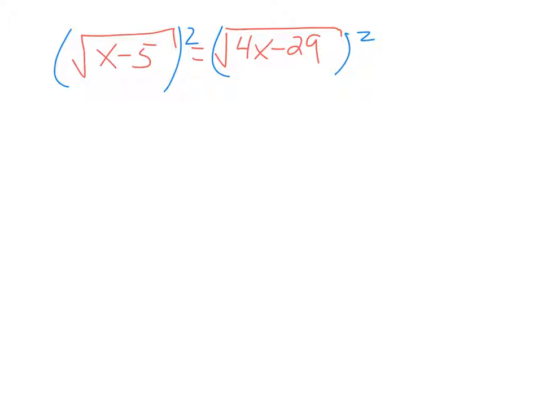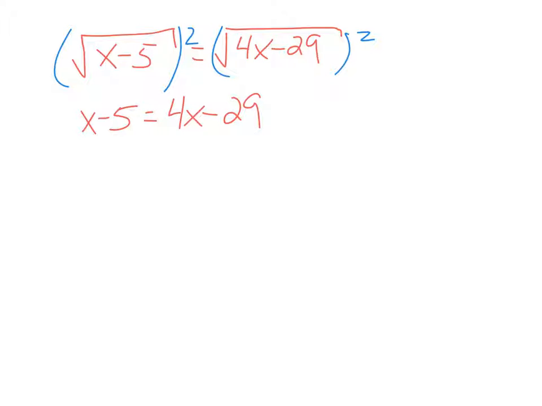All right, so then when we square a square root, what happens? They cancel out. So then what's on the left-hand side? X minus 5. Right-hand side? 4x minus 29. Is there any more radicals left in this equation?